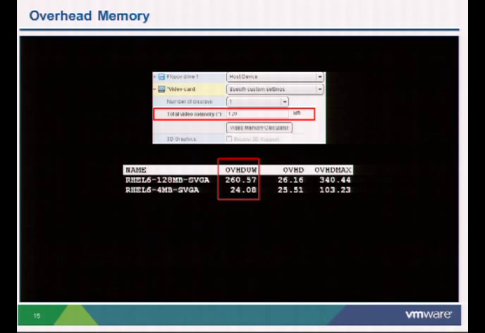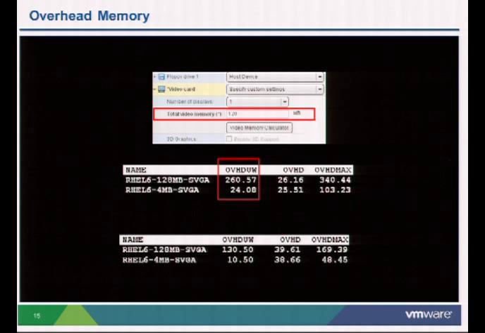So in this case, it was like 260 megabytes for a VM which has a 128 meg SVGA device, and like 24 megabytes for a 4 megabyte SVGA device. So this is all good, right? Then what happened is I actually switched to a different ESX host. I was previously on ESX 4.1, then I switched to ESX 5.0. After I switched, my overhead memory dramatically reduced.